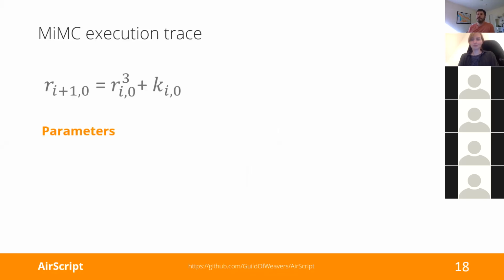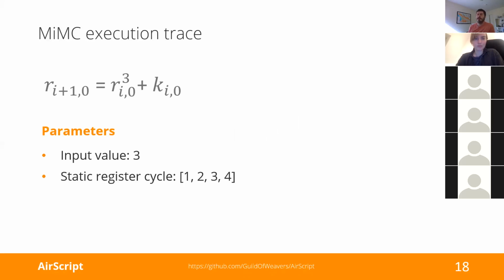For our example, we're going to use a few parameters. We're going to say that our input value, so you need to start somewhere, you need to start cubing something, is going to be 3. We're going to use a very simple cycle for round constants, just repeating 1, 2, 3, 4.